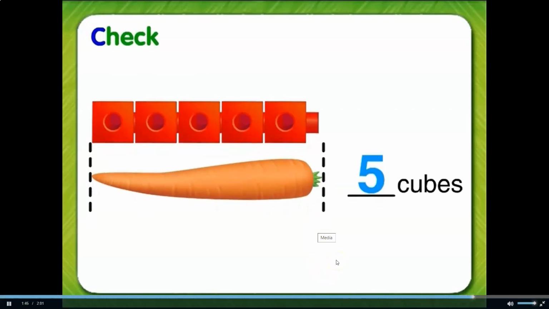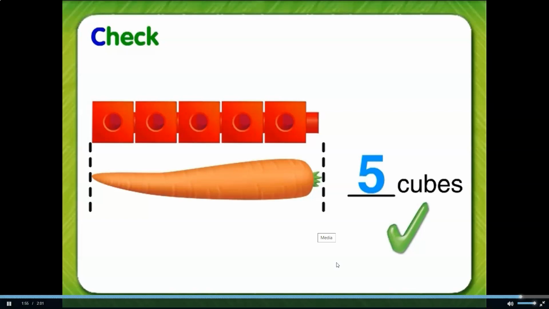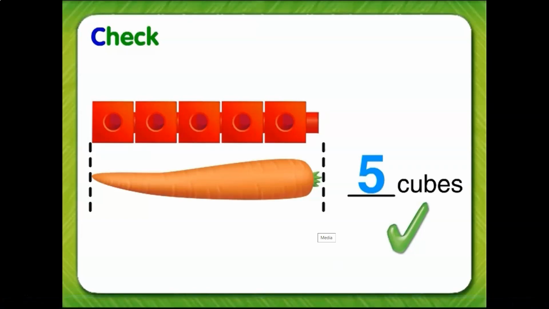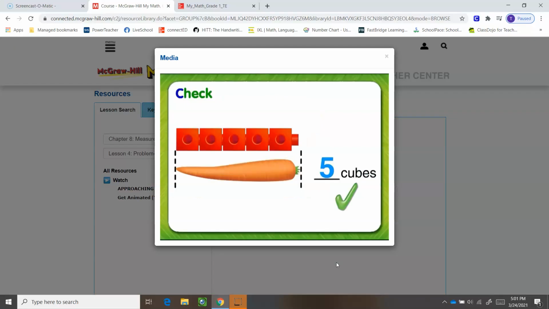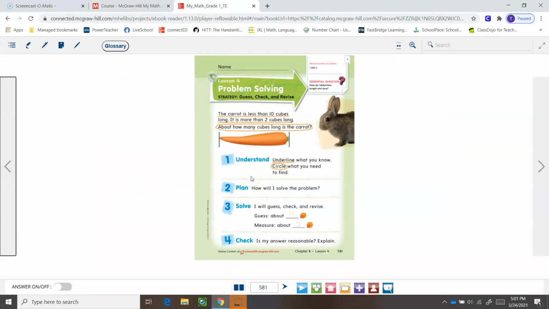Check. Is my answer reasonable? Yes. How do we know? 5 cubes is less than 10 cubes and more than 2 cubes. So we're going to use guess, check, and revise to help us. Our standard today is going to be MD2. It's using non-standard units to measure things. So you might not have cubes at home, but that's okay. You can use M&Ms or Mike and Ike's or something smaller to measure our objects.